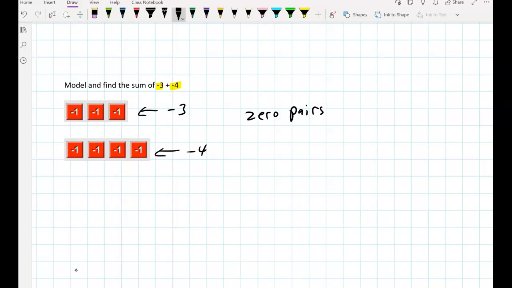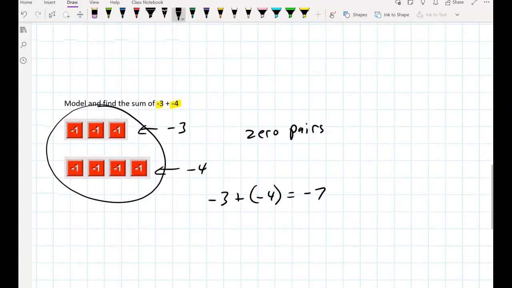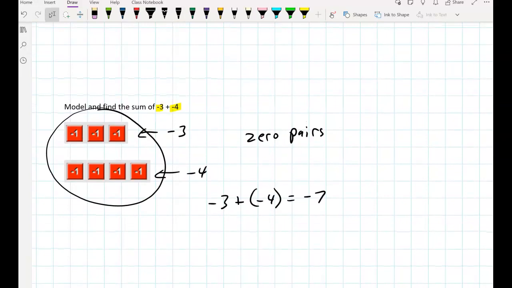And so when we add those together, what do we have all together? There are no 0 pairs, nothing gets canceled out. So we just have -3 plus -4 equals -7. Just a bigger bunch of negatives. So there you have it. How easy is that? Adding integers. 0 pairs play a huge part. Unless, of course, there aren't any, then you just add up all the numbers that you see.